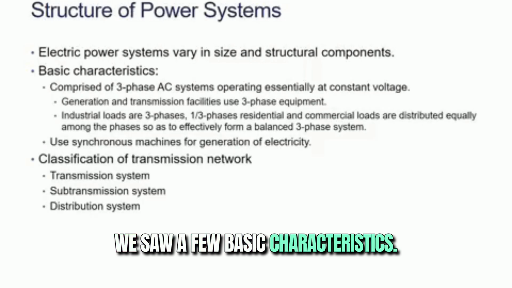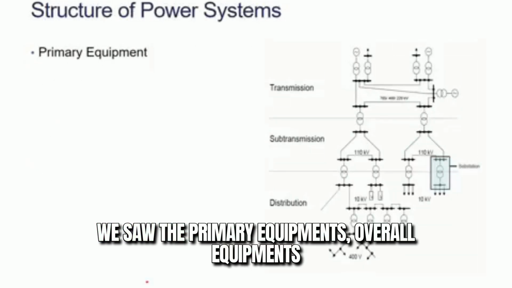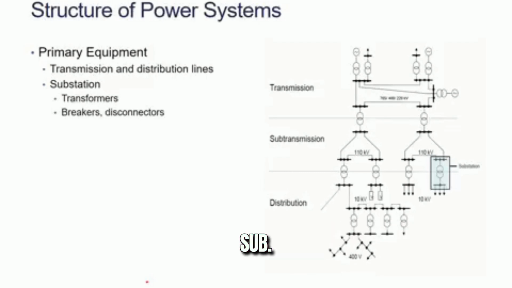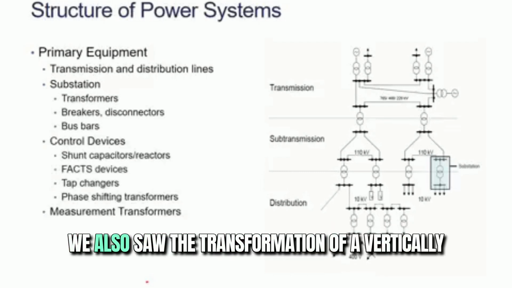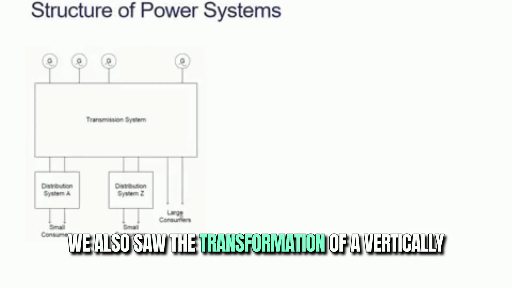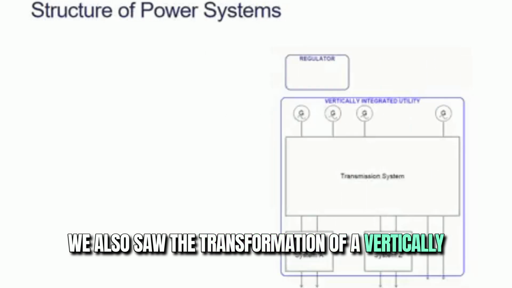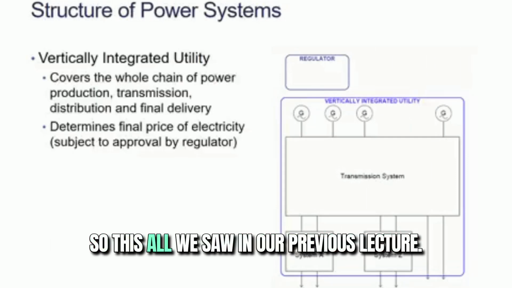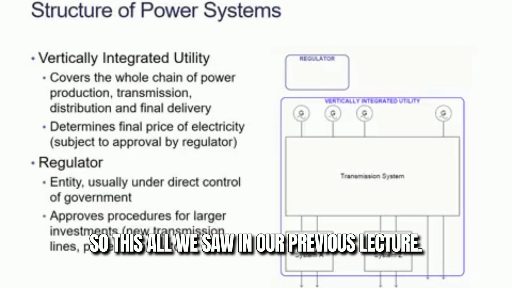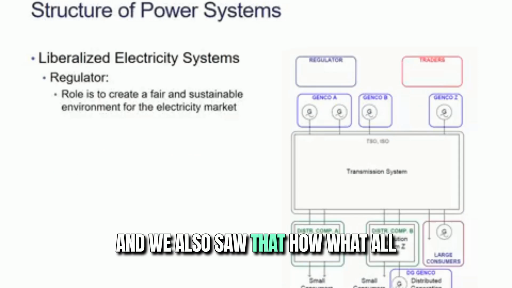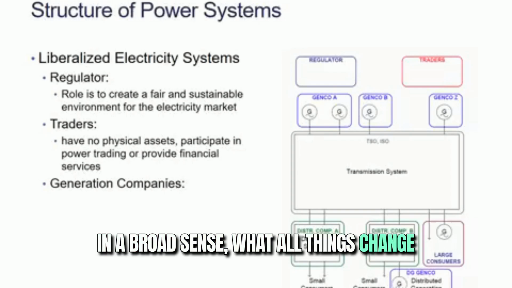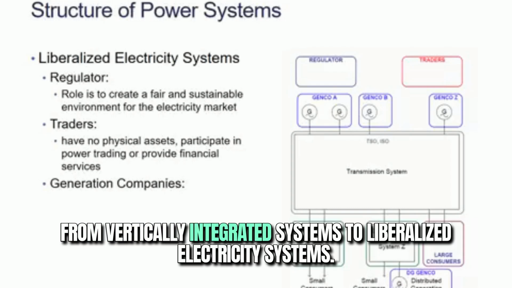We saw a few basic characteristics. We saw the primary equipments. What all equipments are there? The main equipments across the transmission, sub-transmission, and distribution systems. We also saw the transformation of a vertically integrated utility to a liberalized electrical system. So this all we saw in our previous lecture, and we also saw in a broad sense what all things change from vertically integrated systems to liberalized electricity systems.